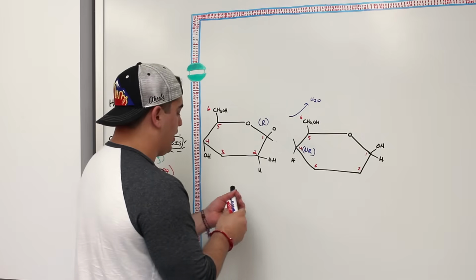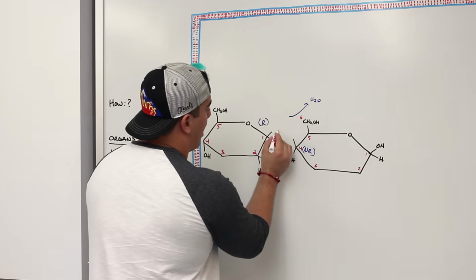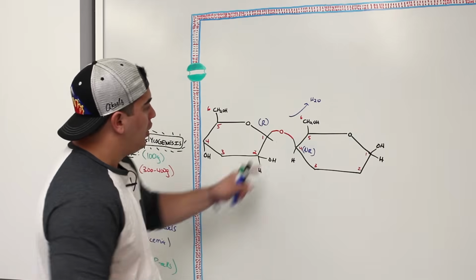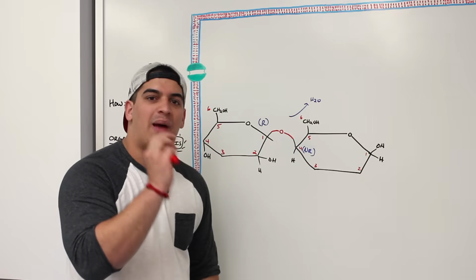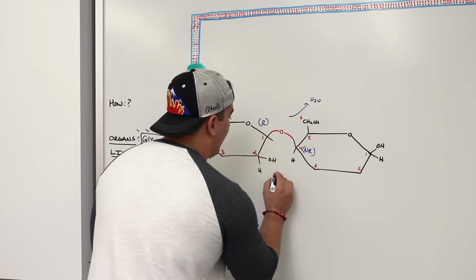I'm going to draw a new bond here between these 2 guys. I'm going to actually draw a different oxygen. So here's my oxygen right there, and then you're having a bond here and a bond there. You see this bond that I just made between this 1 carbon and that 4 carbon? That's a special type of bond that we're going to talk about. That bond right there is actually called an alpha.